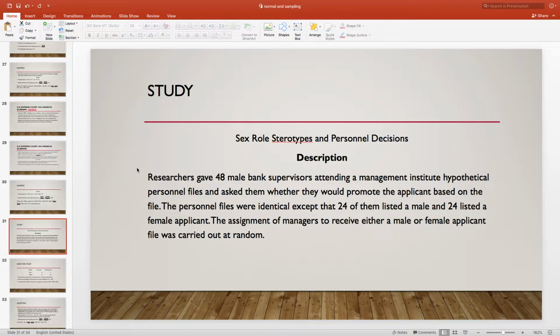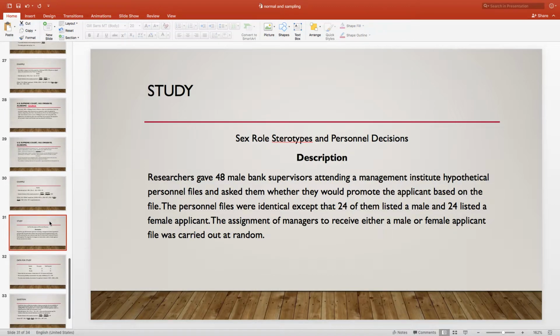The personnel files were identical, except 24 of them listed a male name and 24 of them listed a female name. So it's a matched pair design. Like, one male applicant with exactly the same qualifications as a corresponding female name.